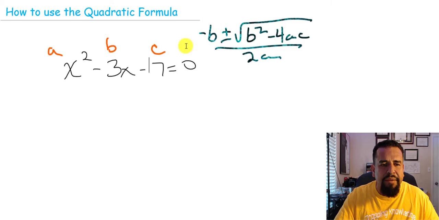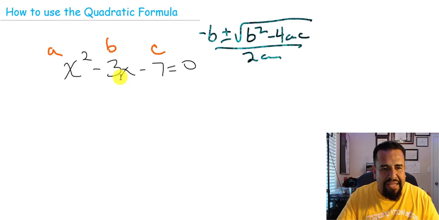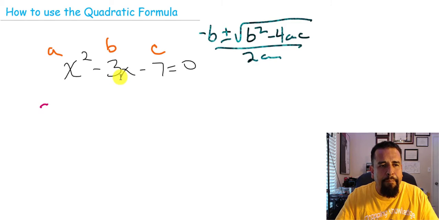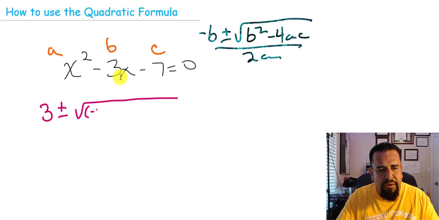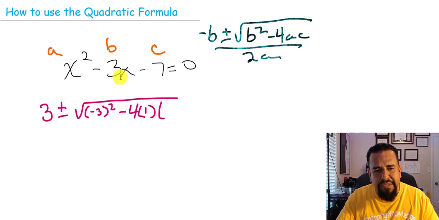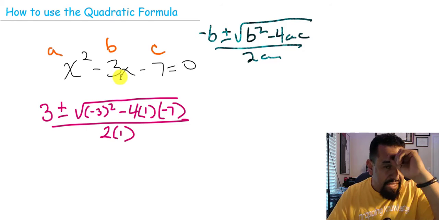So let's start with the first one. We must plug in for negative b. And notice my value is negative 3. So negative and negative is going to give me a positive 3. So right here, I'm going to have a positive 3. Plus or minus the square root of b squared, which is negative 3 to the second power, minus 4 times a, which is 1, times c, which is negative 7. And all of this is going to be divided by 2 times a, which happens to be 1. That's it. It's the easiest part of it.